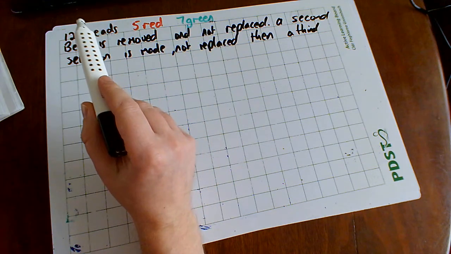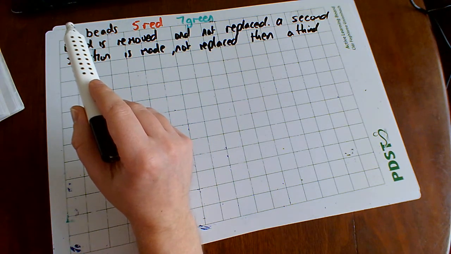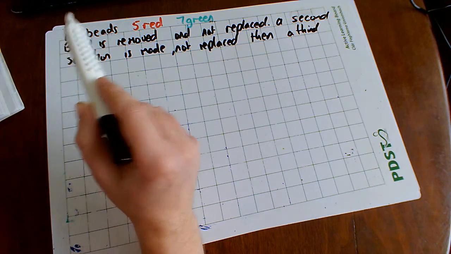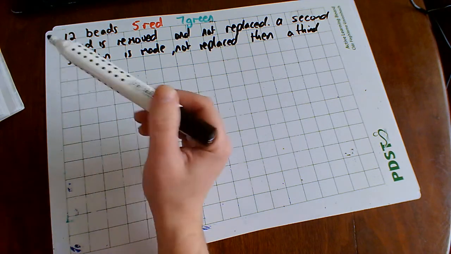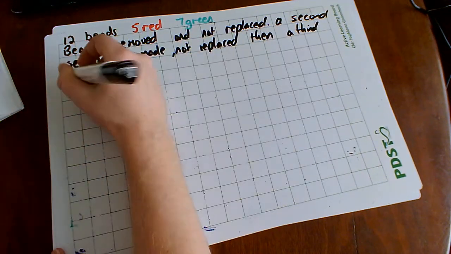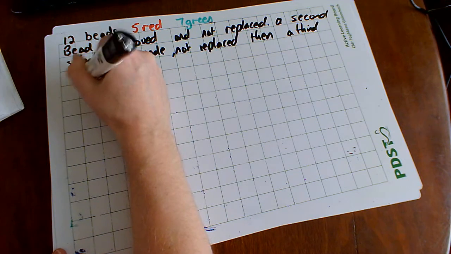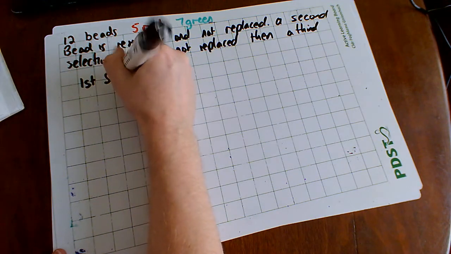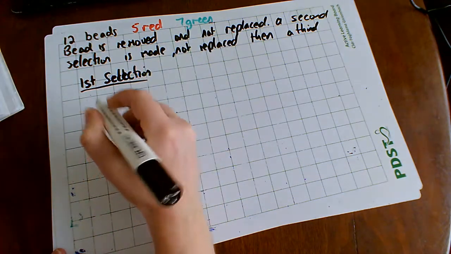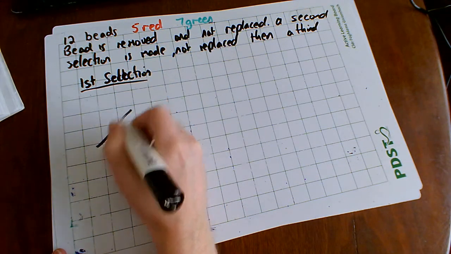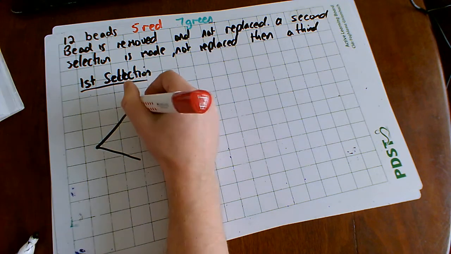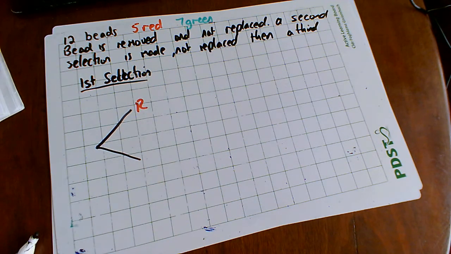A bead is removed from the box and its colour noted. It's not returned to the box, so it's taken out. A second selection is then made. It's the same box, and it's not put back in, and then a third. So there's going to be 3 things. So I'm going to title the first selection. In the first selection, there are 2 outcomes. There are red, and there is green.